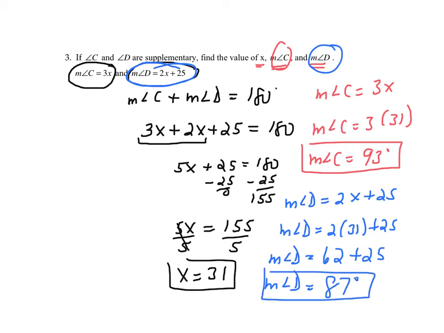Now, since we know that the measure of angle C and the measure of angle D are supplementary, check your work. Take 93 and add 87 to it, and make sure that they add up to 180 degrees. And they do, so we're right.